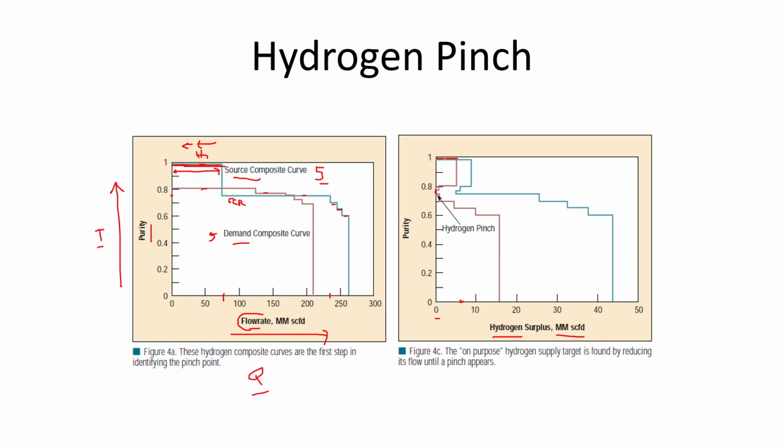So in this case, just like the heat integration concept, this is the minimum amount of hydrogen, theoretically speaking, that we have to supply into the plant. Can we supply more? Yes, obviously you can supply more, but then you have to pay more, right? But can you supply less? The answer is no. You cannot supply less hydrogen than this number, this 8.